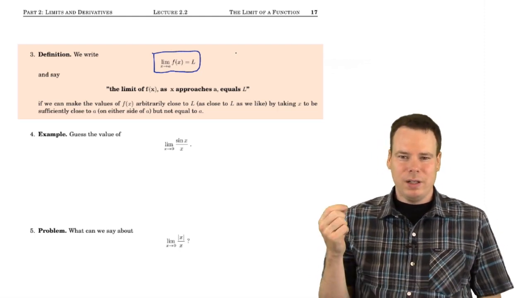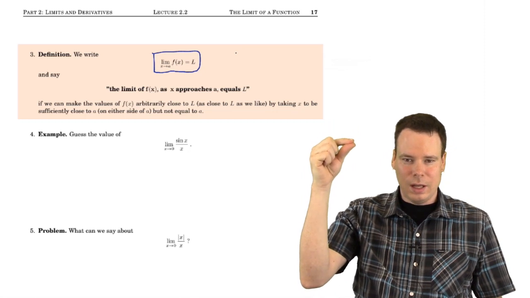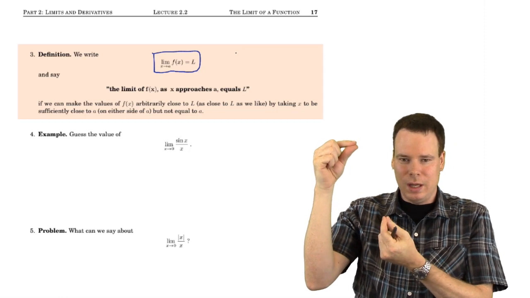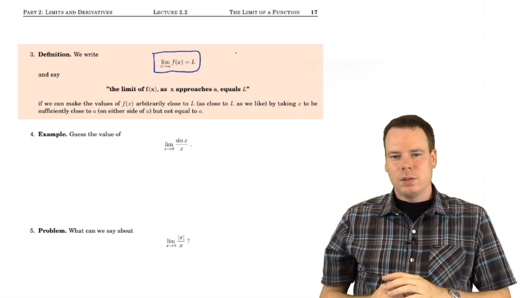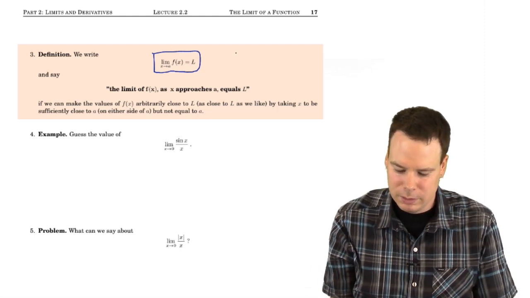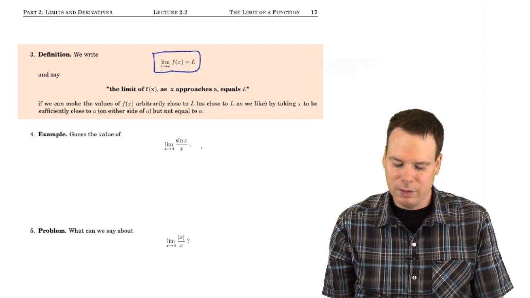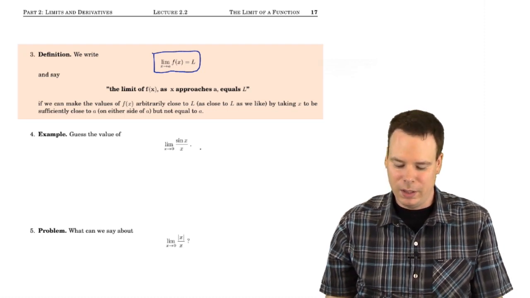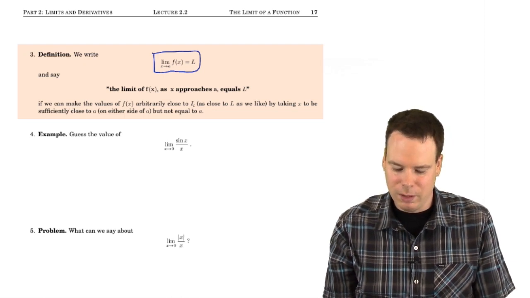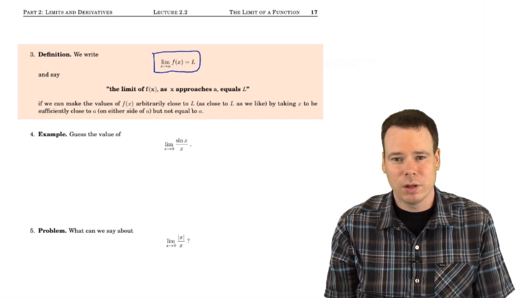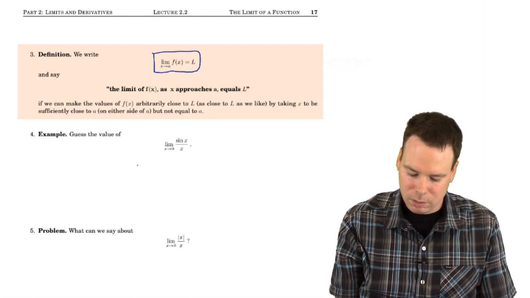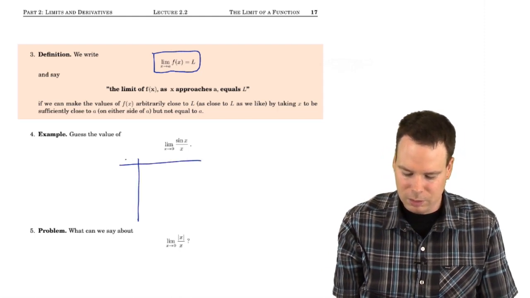It means that we're trying to get our function value close to this L value by taking our input values, our x values, close to a. So this is supposed to capture the idea of what is the function doing around a. So let's see how we can apply this in practice. Let's guess the value of the limit as x goes to 0 of sine of x over x. Now right now, all we can do is say, well, we're trying to find this value L, so that f of x is arbitrarily close to L, provided that x is close to, well, in this case, 0. So let's just work out a table of values and see what we can find.